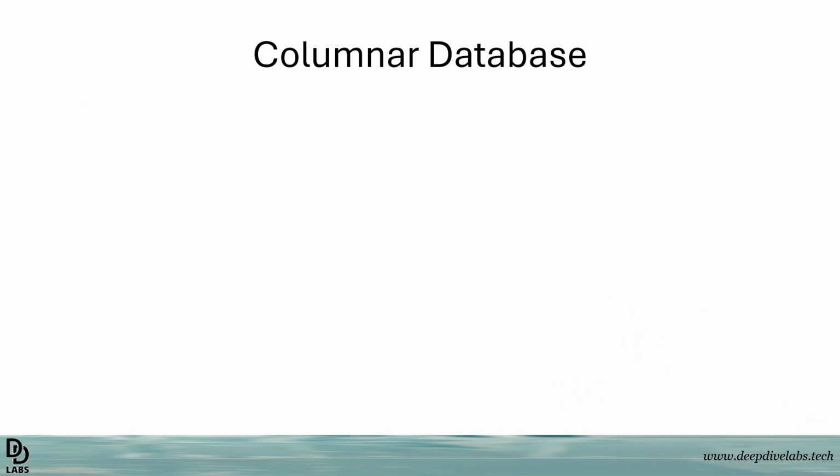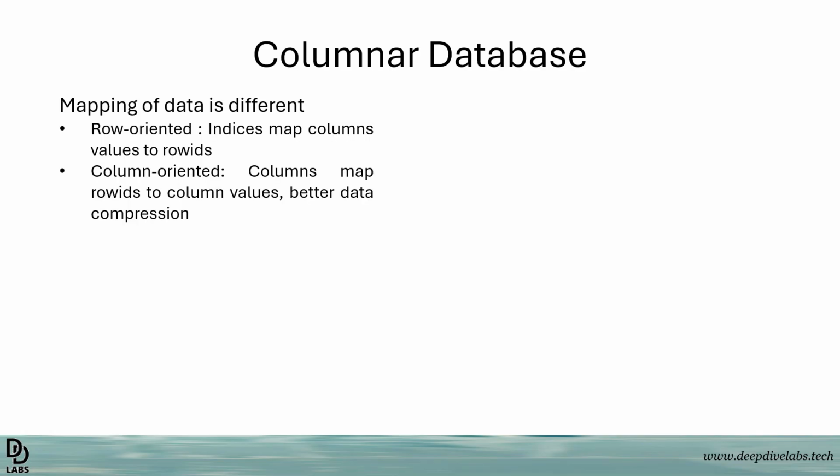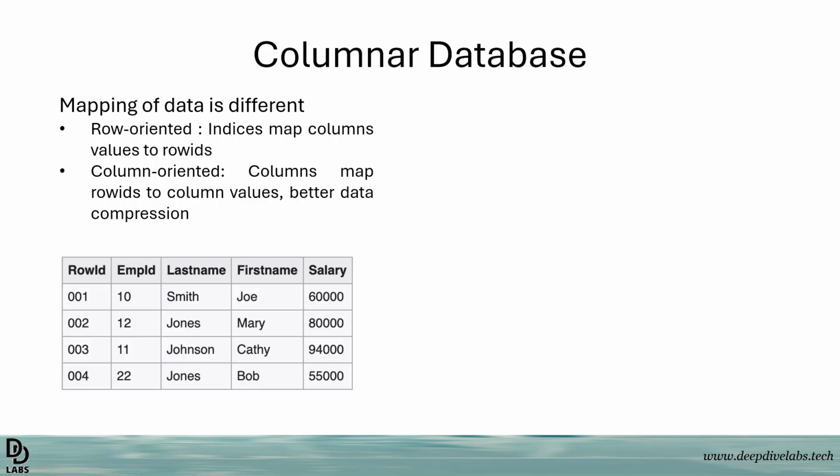Let's take a deeper look at columnar databases. In a columnar database, the mapping of data is different. How is it different? In a row-oriented database, the indexes map the column values to the row IDs, whereas in a column-oriented database, the column maps row IDs to column values, which results in better data compression. Let's take a look at this table, right? You have your row ID, employee ID, last name, first name, and salary.